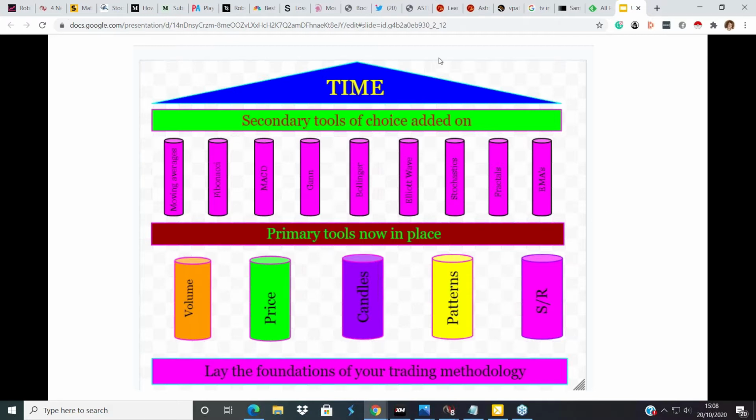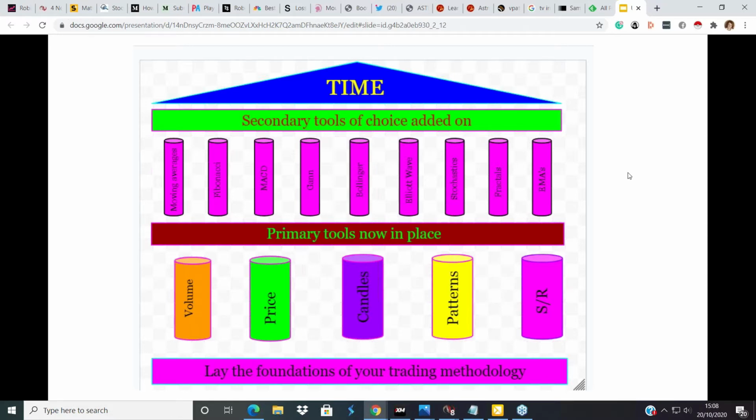And overarching everything over the top is time. Time not only on the chart that you are looking at, but also in multiple time frames. Now, we've actually added a further layer on these. These tools here, as you can see, are fairly standard, and they're on most platforms.